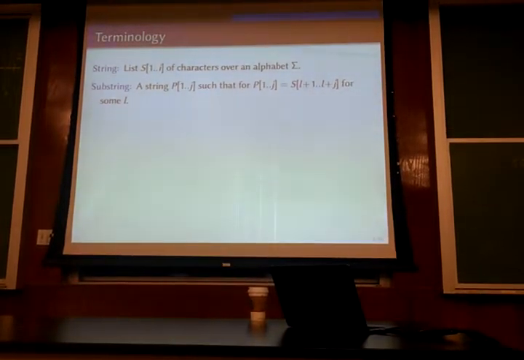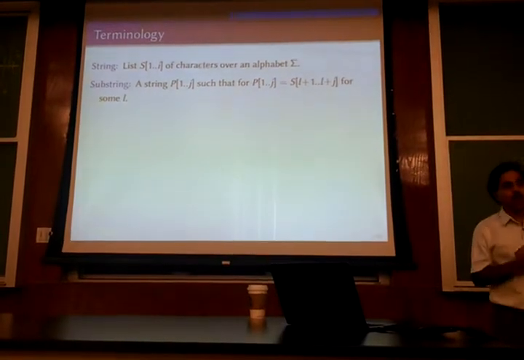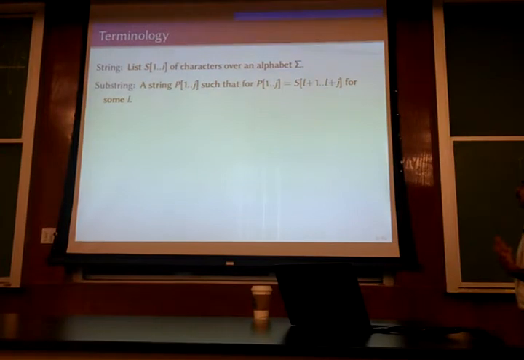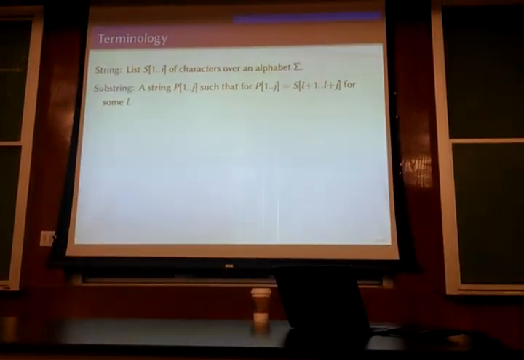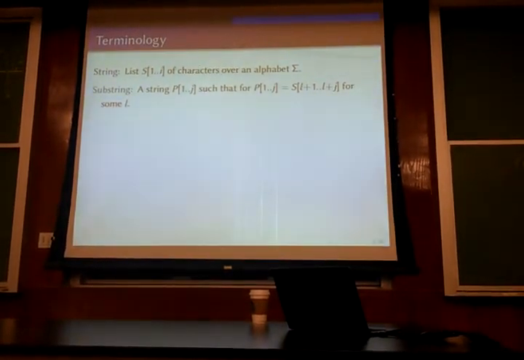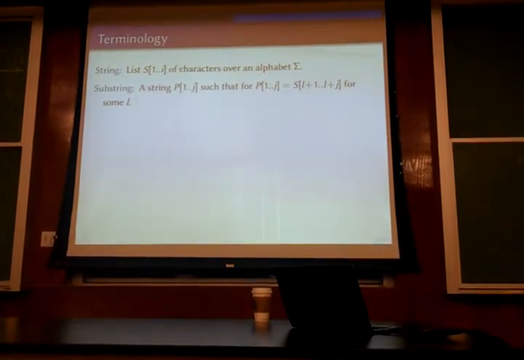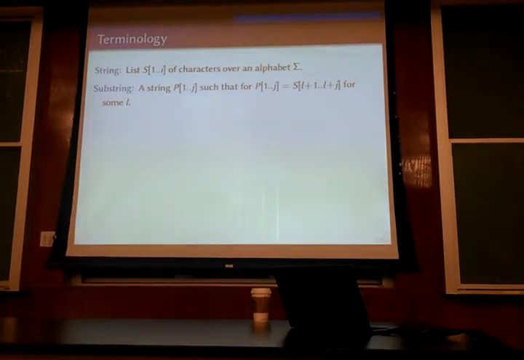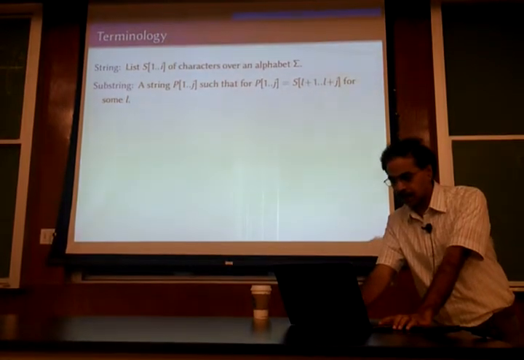So you have a string S which has I characters, starting from 1 to I, right? So it's an array, and we talk about a string P being a substring of a string S if P[1..J] matches S[L+1..L+J]. Okay, so that means you have a match. P is a substring of S starting at the L+1 position.